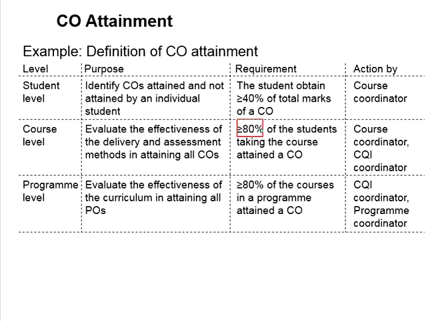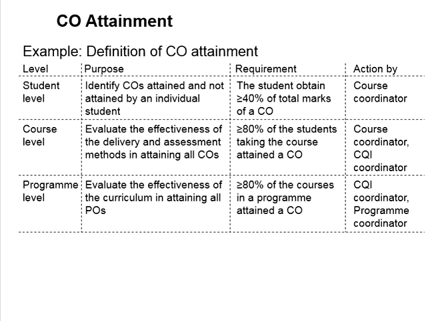Now, this number shouldn't be just any number. Normally, we will start with a number, let's say we can start with 80%. And then over time, we will need to review this in order to see whether this definition is sensitive enough for us to make relative differences between the COs which are well delivered and the COs which are not well delivered. Normally, when it comes to improvements, we are looking at the areas which are relatively weak.